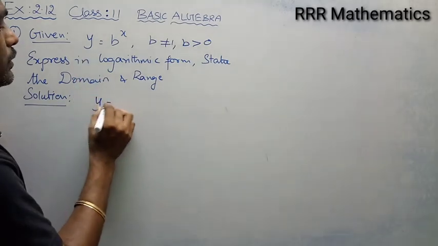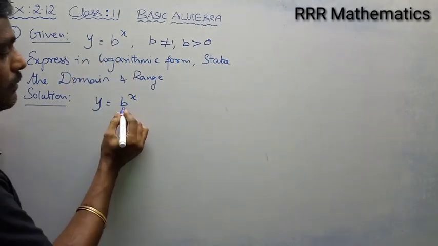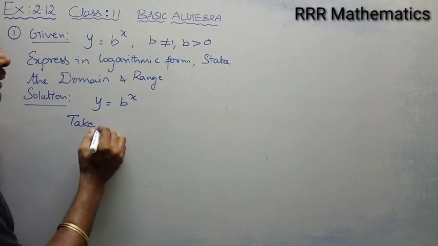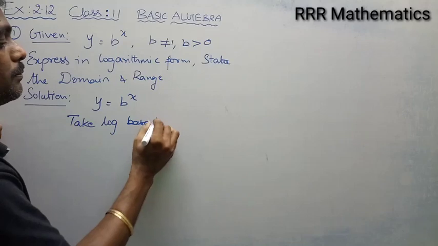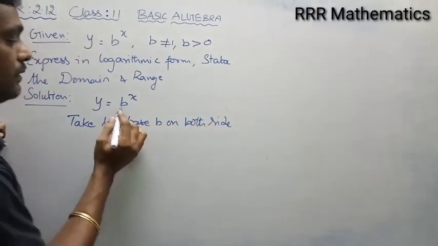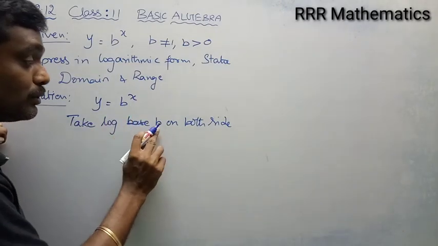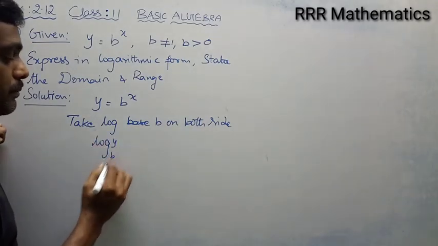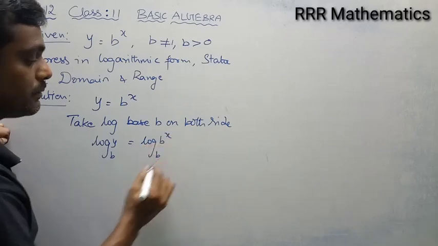Now I have y equal to b power x. I have the base as b, so I am taking log base b on both sides. See, I have b power x base b. That is why I am taking log whose base b on both sides. So it will be log y base b, and here log b power x base b.